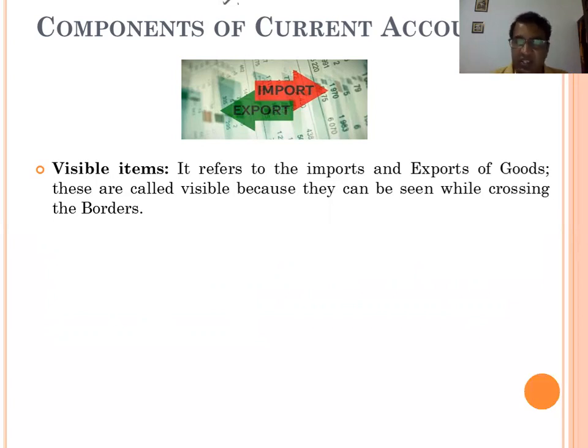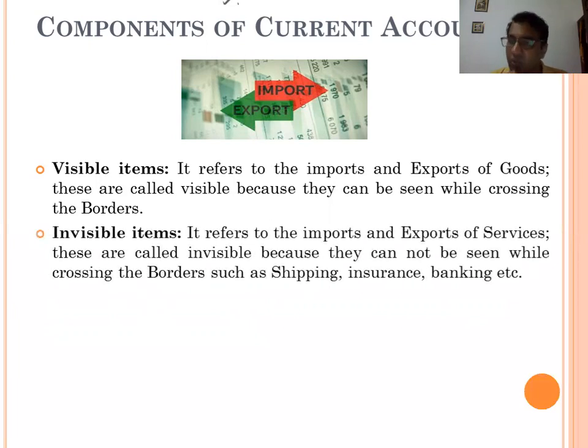Another transaction is import of machinery. Sometimes students get confused about this item. They take machinery as an asset, but machinery is treated in the balance of payment account as goods, and we record it in the current account because it is seen when it crosses the borders. So that is part of the visible items.